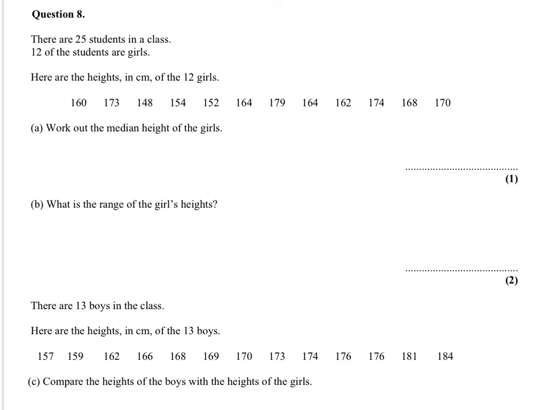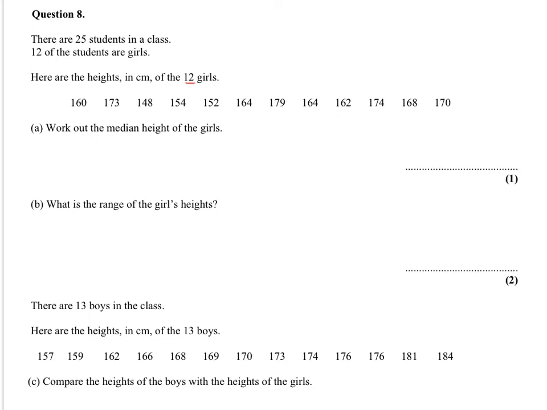Question 8. It says there are 25 students in a class. 12 of the students are girls. Here are the heights in centimetres of the 12 girls, and we're asked to work out the median height. Now, to work out the median, what you need to do is put the numbers in order, smallest to biggest, and then you find the middle number. Because there's an even number of girls, we're going to have to find the middle two and take an average.